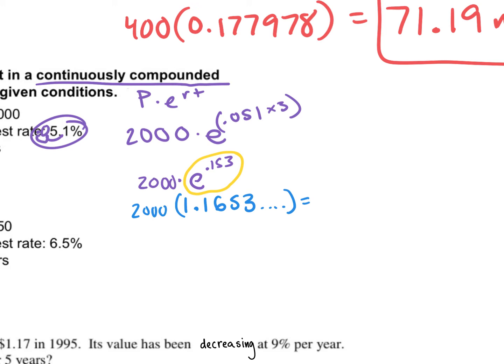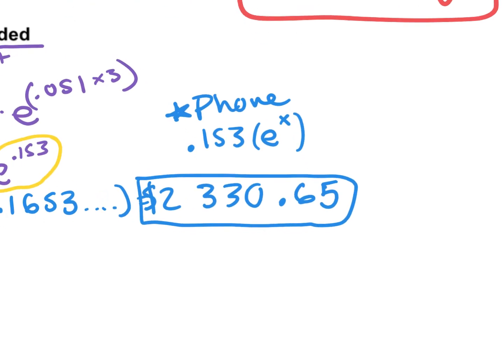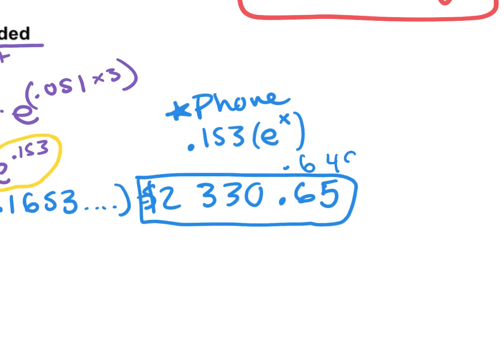So if you're putting it in the phone or iPad calculator, you want to put 0.153 and then e to the power of x, that button. Yes, so 2,330.64, which it's 649, so it would round to 0.65. Good question. Because it was 0.649, 9 rounds the 4 up to 5.